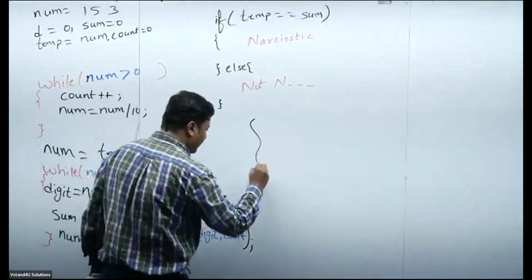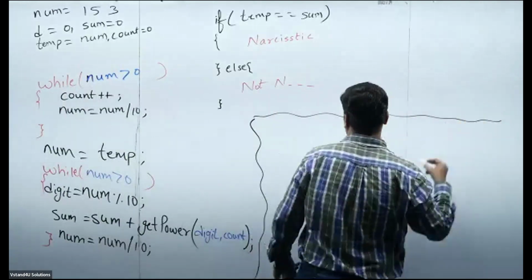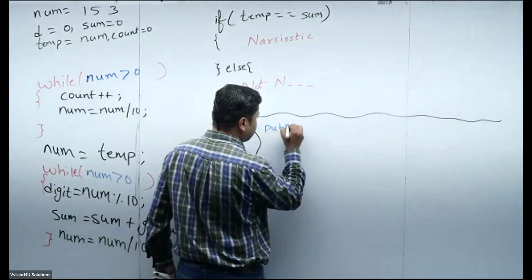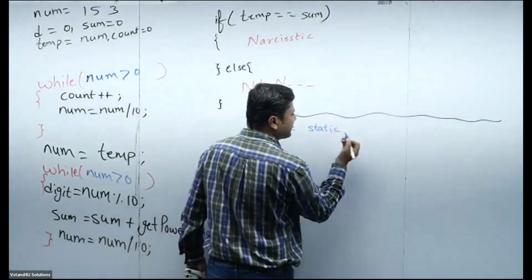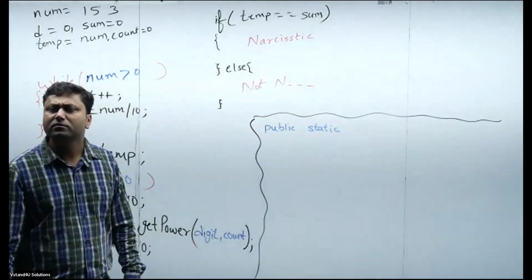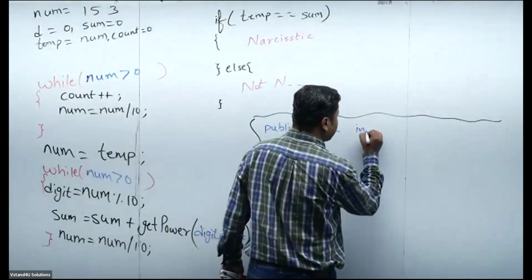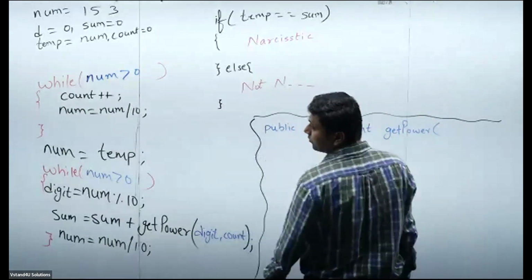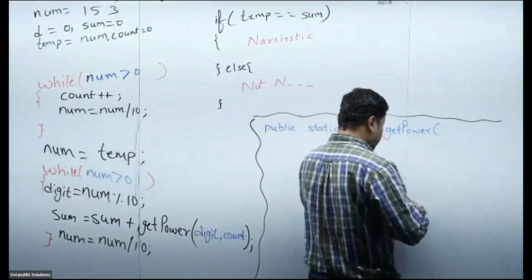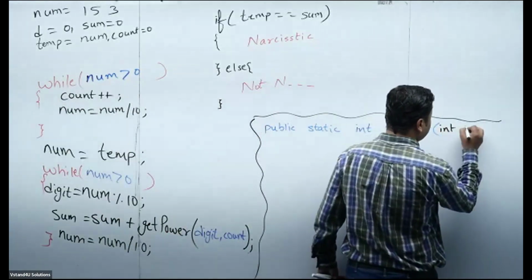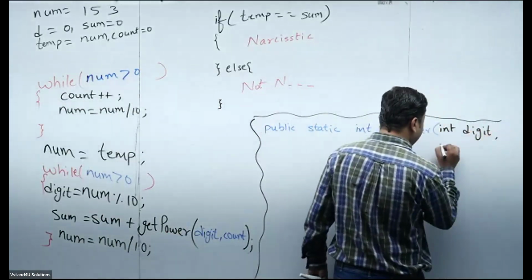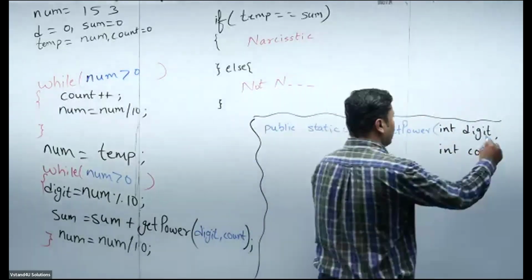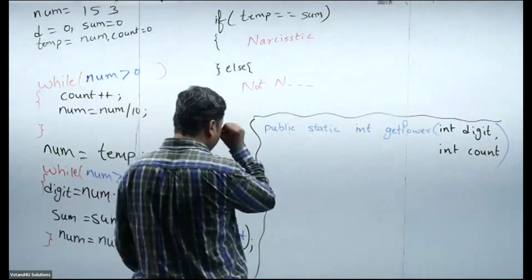But one thing we have missed, what is that? We have not written the power method. So let me say public static. It is going to return an integer value. Method name is get power. First is int digit. Second is int count. I hope you are all clear with me, everybody. Yes. Okay. Oh, it's visible.